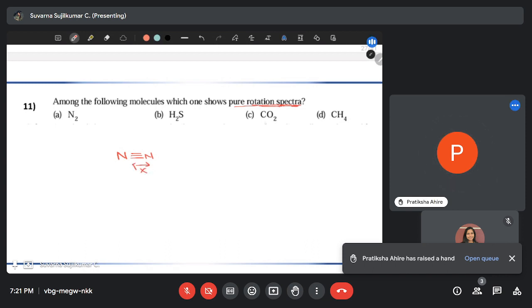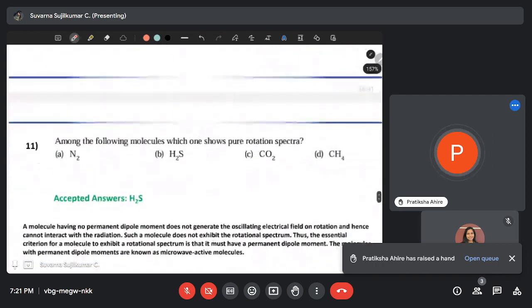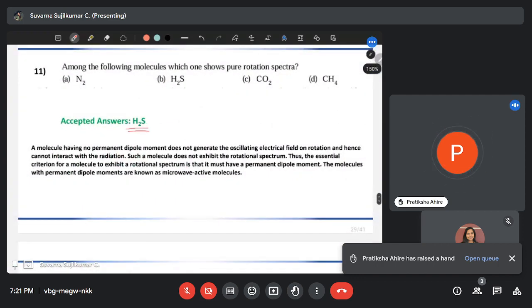What about carbon dioxide? It's also the same, right? For CCl4, since it has a tetrahedral structure, the individual dipole moments will cancel, resulting in a zero dipole moment. So the answer is H2S, right?